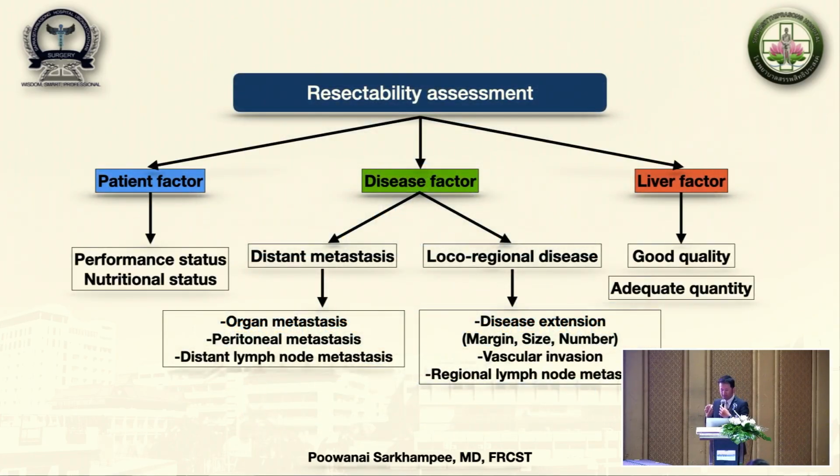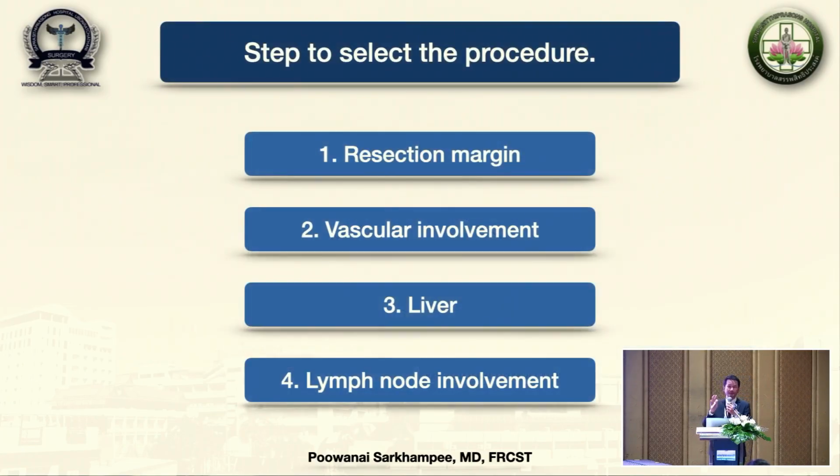So, for resectability assessment, you will keep in mind 3 factors to evaluate the patient before you decide the operations. The first factor, the most important, is patient factors: fit for surgeries or not, and disease factors: distant metastasis or not. And for selection of the procedure, you will look at the local regional disease and the quality of the liver. Okay, this is the step to select the procedures.